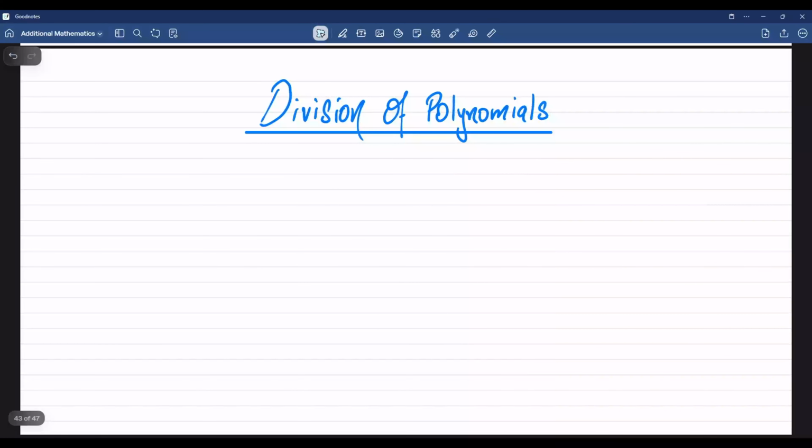Hey everyone, this is the Math Nexus, and today we are going to start with exercise 3.2 of O-Level and IGCSE Additional Mathematics. And the new concept today we are going to cover is division of polynomials.